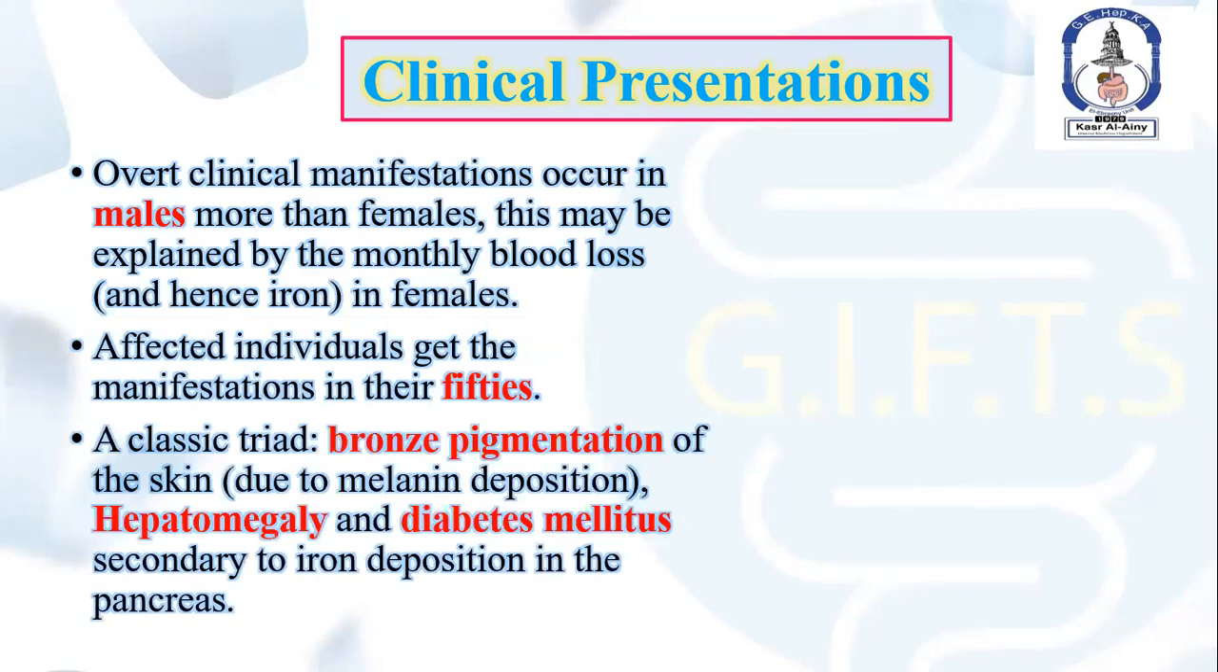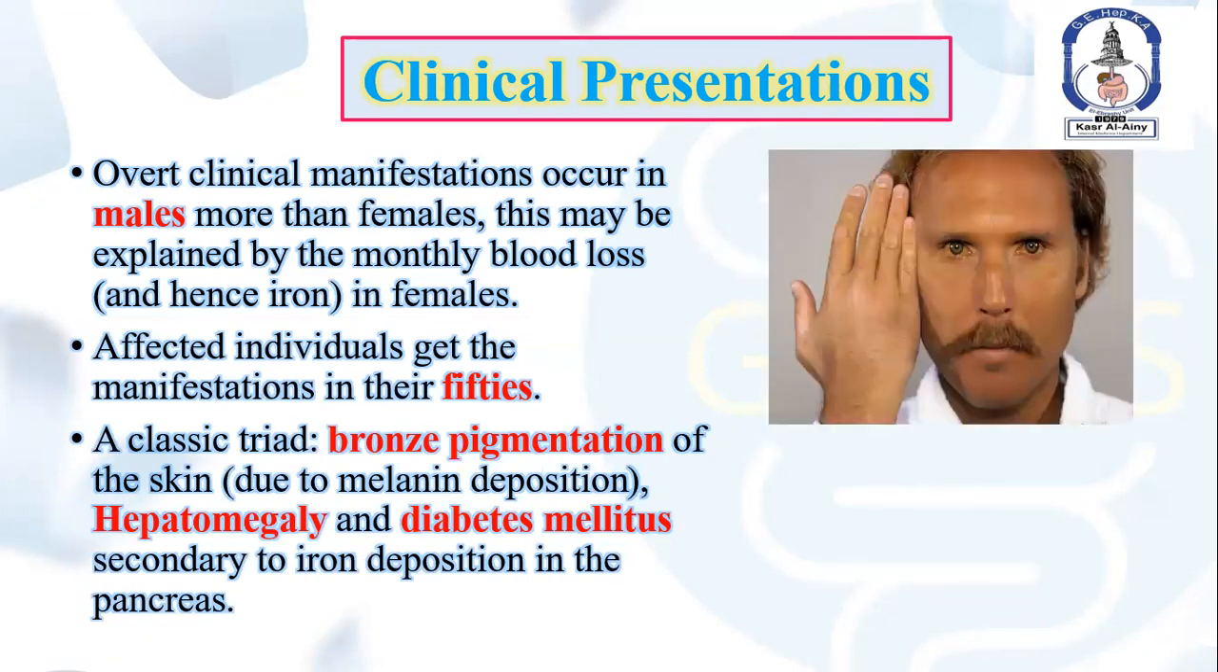Of course, there is a classic triad of bronze pigmentation of the skin due to melanin deposition, hepatomegaly, and diabetes mellitus secondary to iron deposition in the pancreas. And this is the explanation why hemochromatosis was first known as bronze diabetes, because patients have diabetes and, of course, bronze coloration of their skin. Here we can see the bronze coloration of the skin. We can see also that the patient is having jaundice.